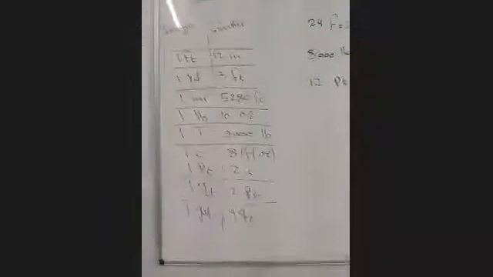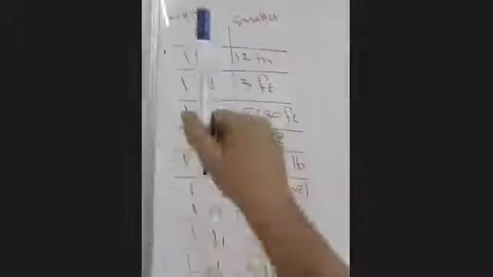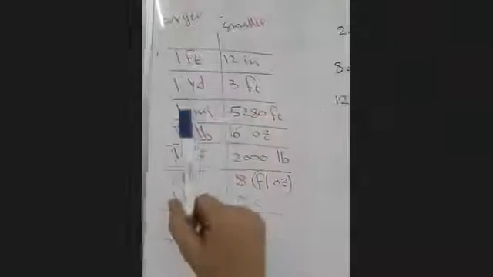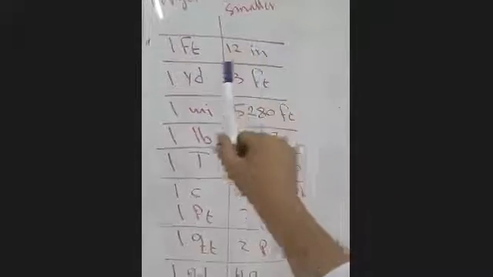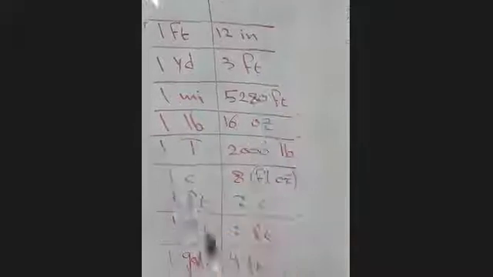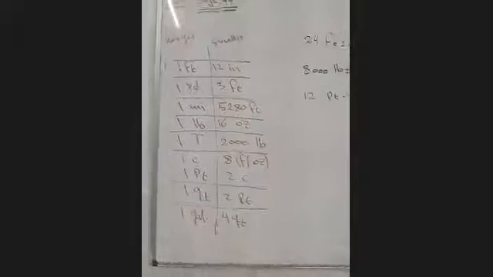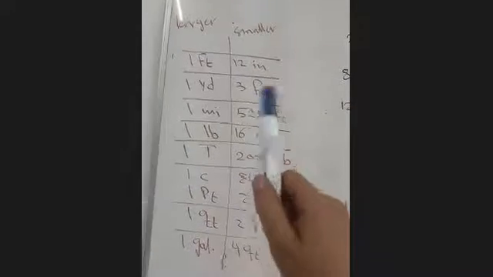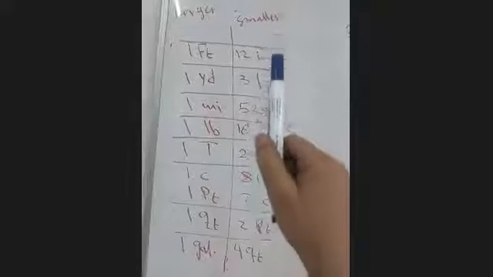Now, guys, yesterday we talked about this table. We said this column here is the larger and here it's the smaller. Means the foot is larger than the inch, the yard is larger than the foot, and so on. And yesterday we said if you want to turn from larger to smaller, we multiply. And today we will do the opposite. We will turn from smaller to larger.